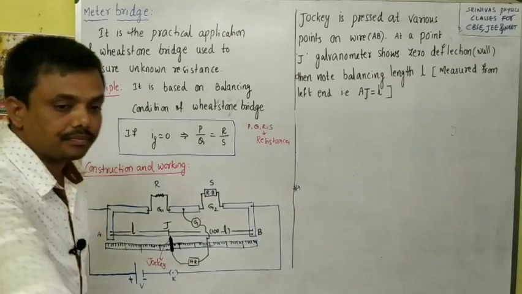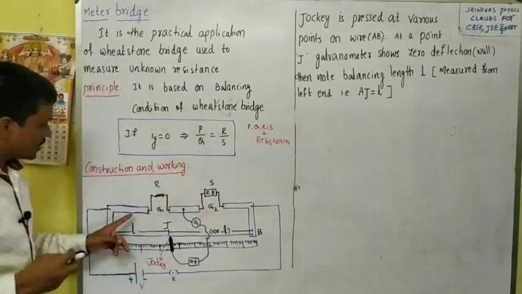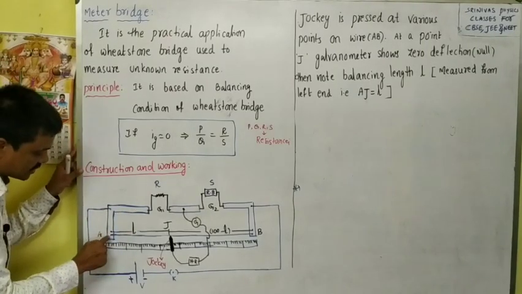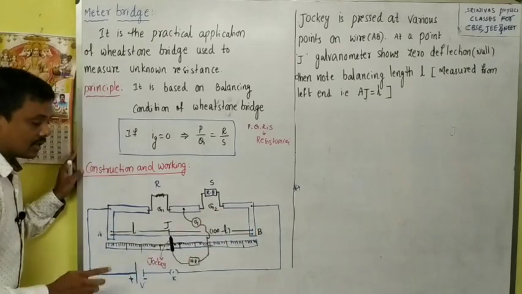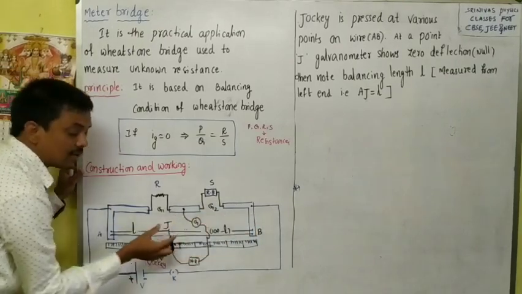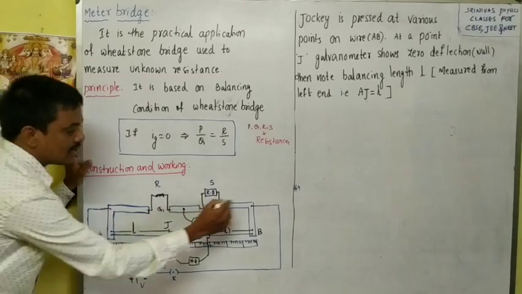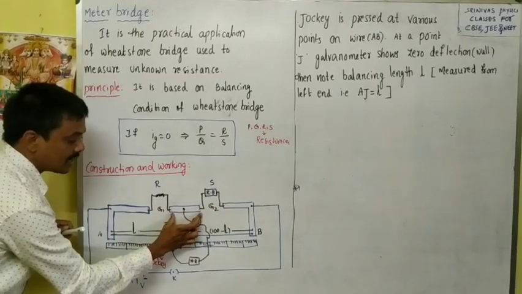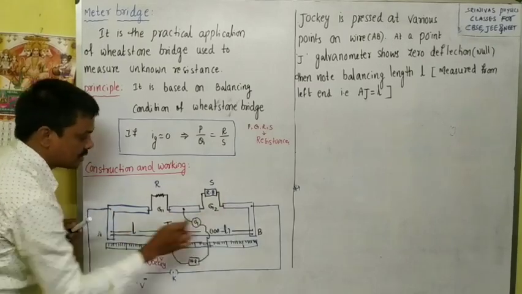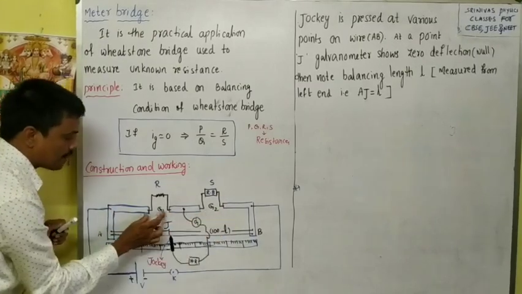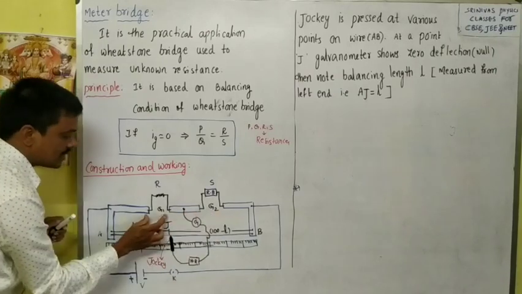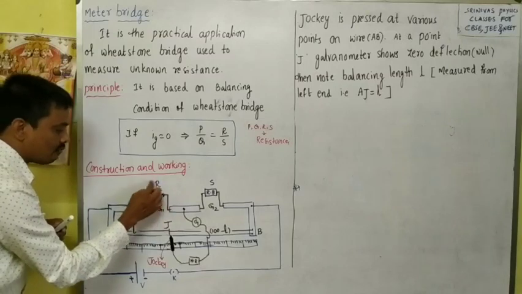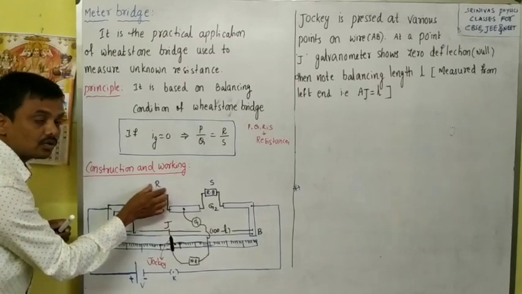Look here. This is the meter bridge diagram. The meter bridge has two L-shaped metal strips, this one and this other. In between the two L-shaped metal strips, we place one rectangular strip. When we place the rectangular strip between them, there are two gaps: gap 1 and gap 2.